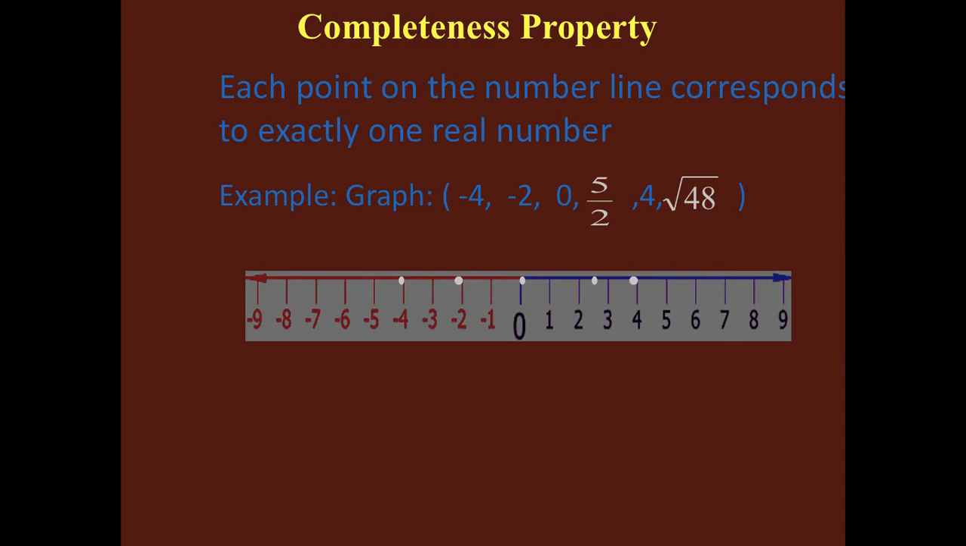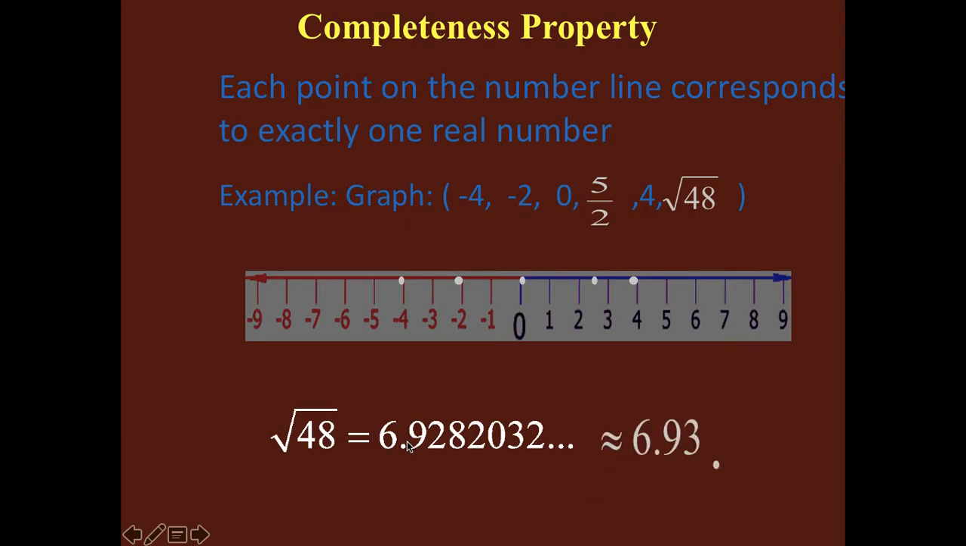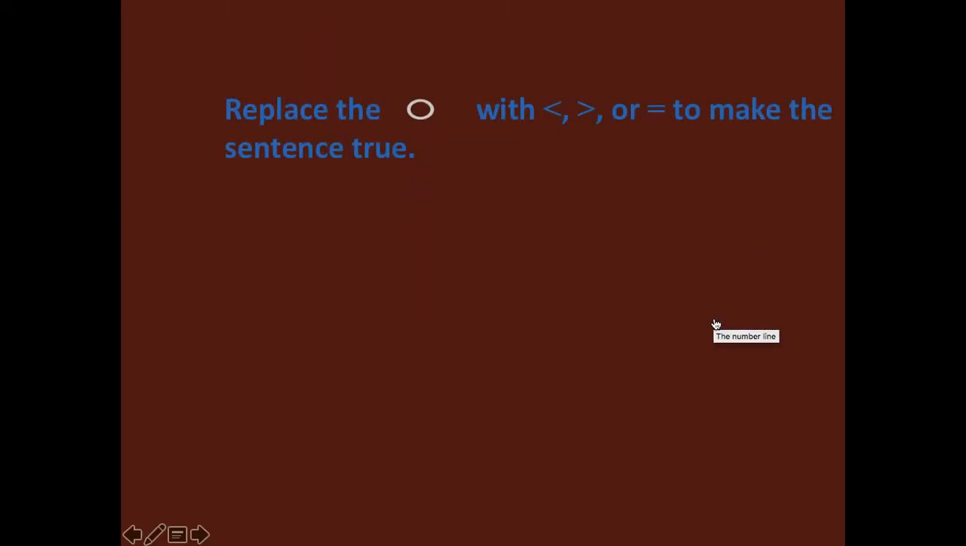Then 4 is 4. And root of 48, the square root, is not a proper value given, but it can be between 6 and 7. So let's change it into 6.92. We'll just take the second two digits after the decimal and round it. So it will be 6.93, or it can be between 6 and 7. So this is how we are going to find it.